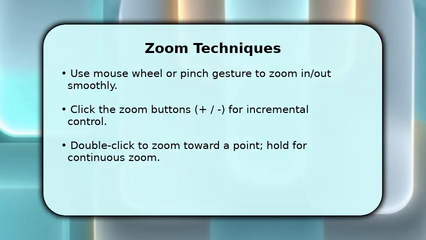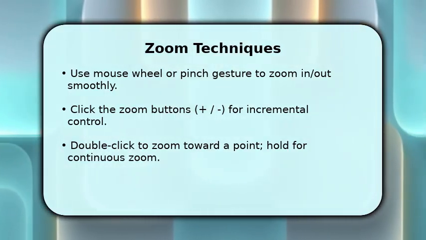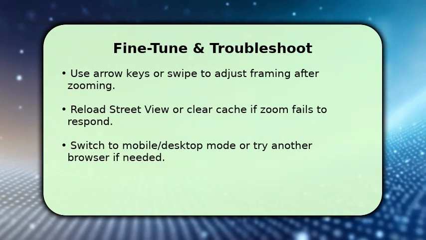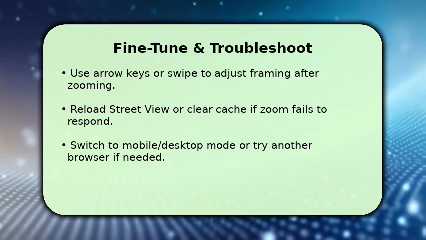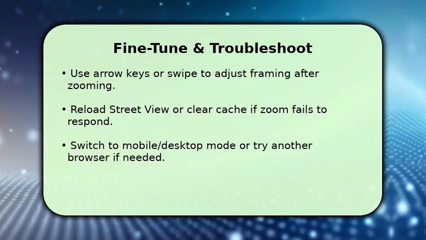As you zoom, move the panorama slightly to keep the subject centered, because perspective changes with zoom level. Finish by refining your view. After zooming, nudge the image with arrow keys or a swipe so the point of interest sits in the center. This reduces distortion and keeps details readable.